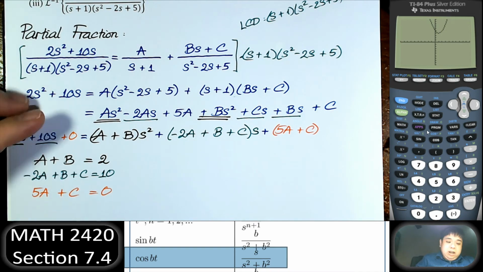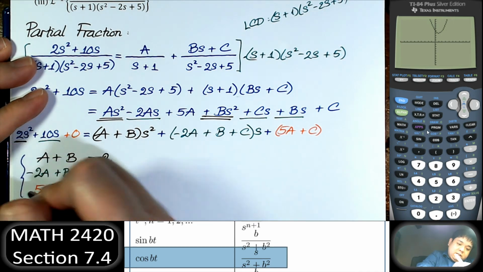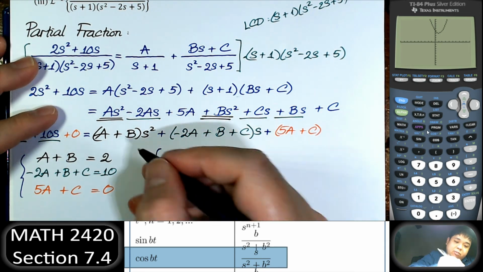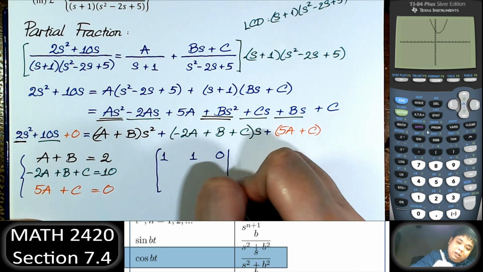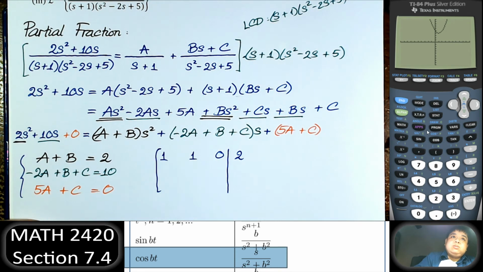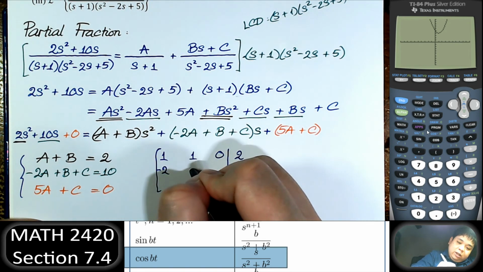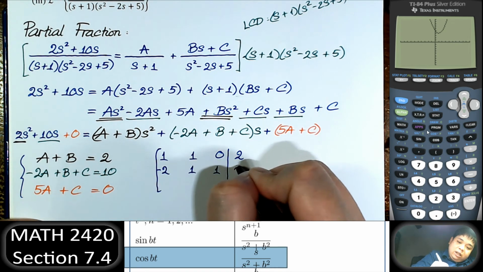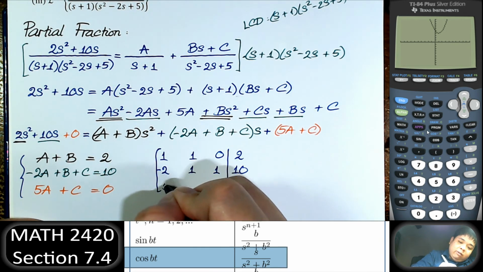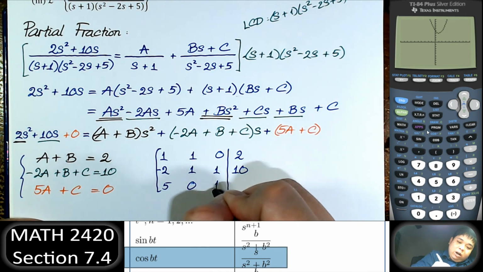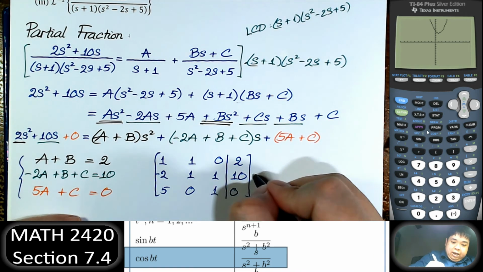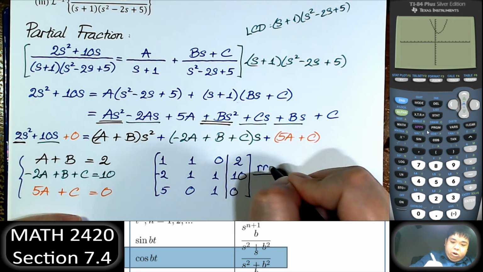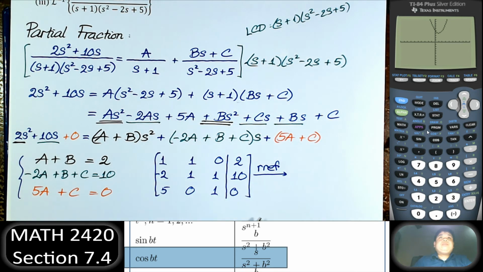Right, here I will use the calculator. I set up the matrix: 1A, 1B, no C, equal to 2. Negative 2A, 1B, 1C, equal to 10. 5A, no B, 1C, equal to 0. And do the reduced row echelon form.